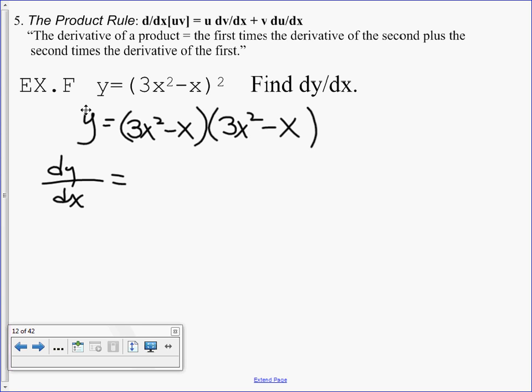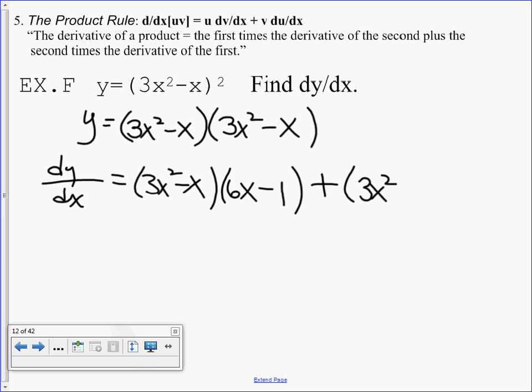Who wants to try putting in everything into the formula? So what's the first thing I should write down? First term, right? The first factor. So we have the 3x squared minus x. So first, what do you have for the derivative of the second? 6x minus 1. You guys agree? Nice. Then what comes to the product rule? It's first derivative, second, plus. Don't forget that. Okay? Finish it up. Yep. Second. Good.